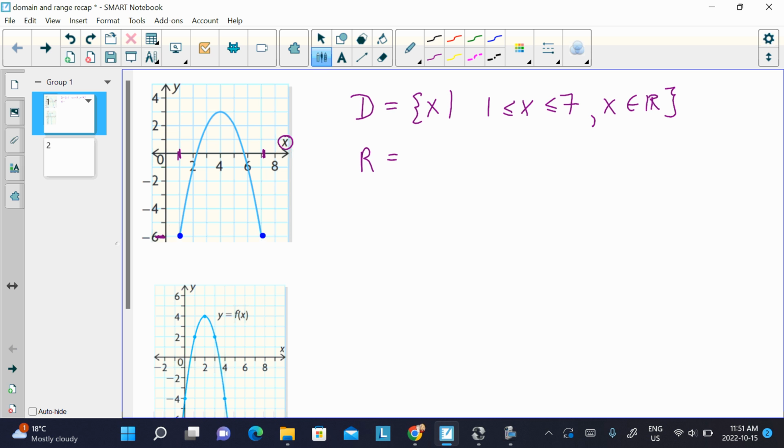For the range, how high and how low does our graph go? So our graph goes between -6 and 3, and we're using y values for this graph. If it was a word problem, you might see something like t and h. So your y would be height, so it would be h instead of y. So I said my y values are between -6 and 3, and y is also in the real number system. Okay, so that's the first example.